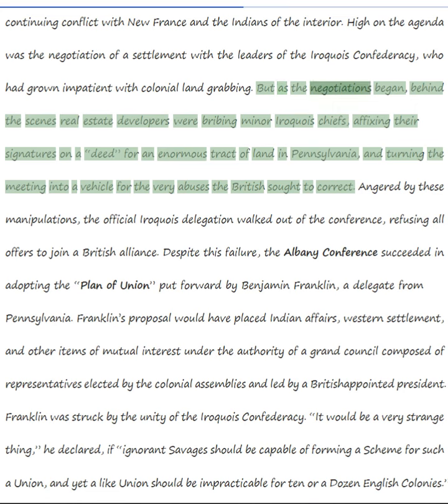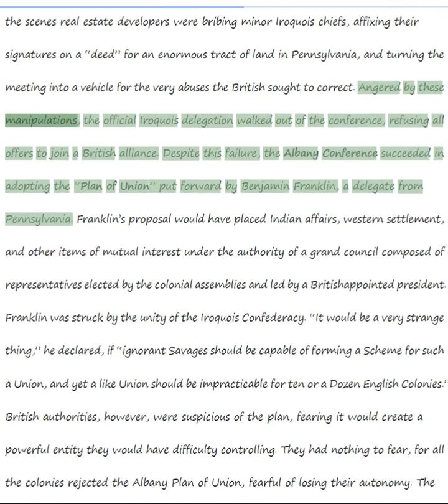But as the negotiations began, behind the scenes real estate developers were bribing minor Iroquois chiefs, affixing their signatures on a deed for an enormous tract of land in Pennsylvania, and turning the meeting into a vehicle for the very abuses the British sought to correct. Angered by these manipulations, the official Iroquois delegation walked out of the conference, refusing all offers to join a British alliance. Despite this failure, the Albany Conference succeeded in adopting the Plan of Union put forward by Benjamin Franklin, a delegate from Pennsylvania.